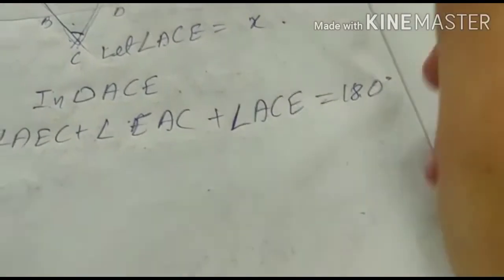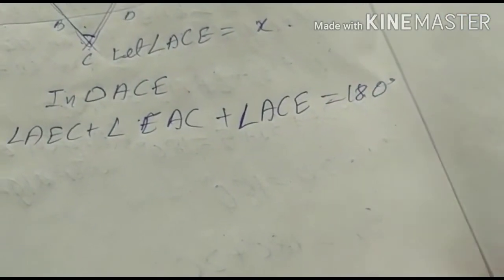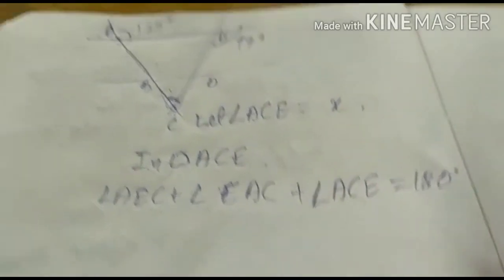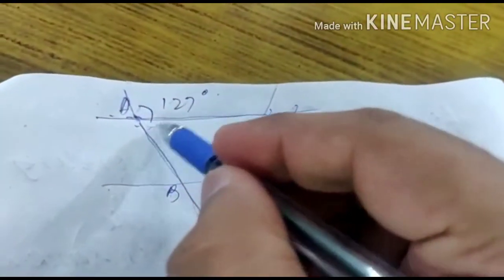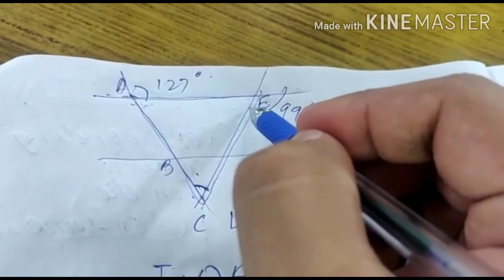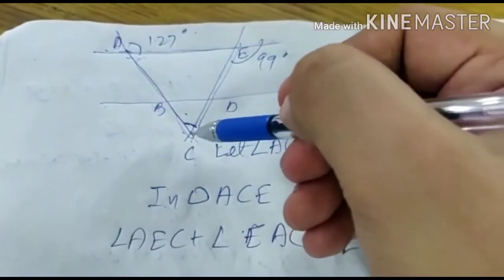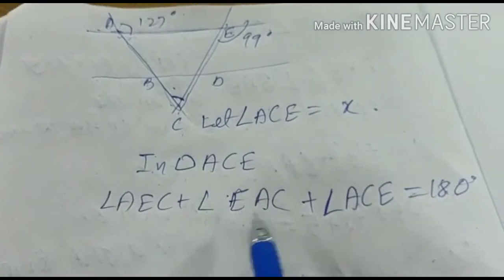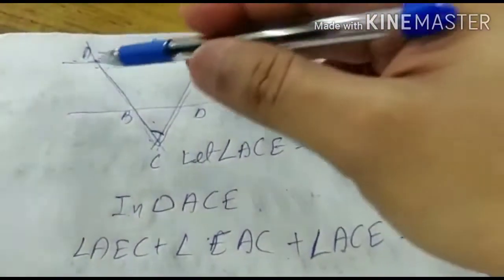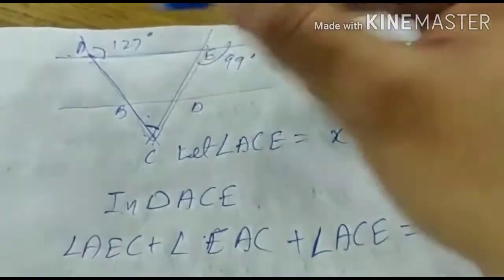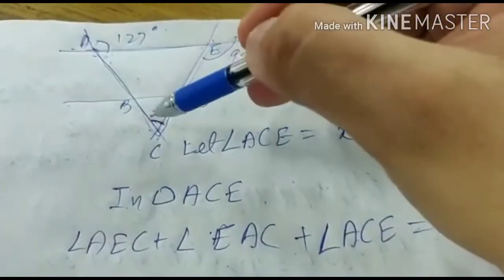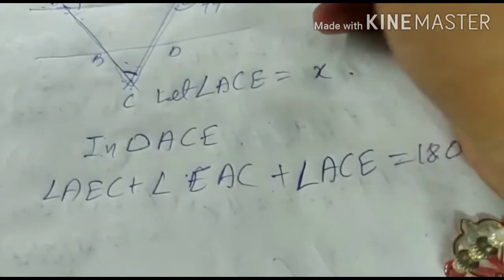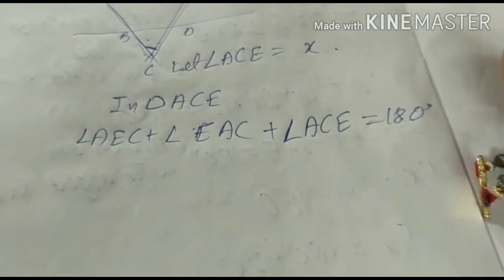The sum of all the angles of a triangle is 180 degree. Sum of three angles inside a triangle is 180 degree. So if we know this angle and this angle, we can directly find angle ACE. If we find AEC and EAC, if we know these two angles, we will find this angle very easily. As the sum of these three angles is 180, we will be knowing two angles, so the third angle could be found very easily.